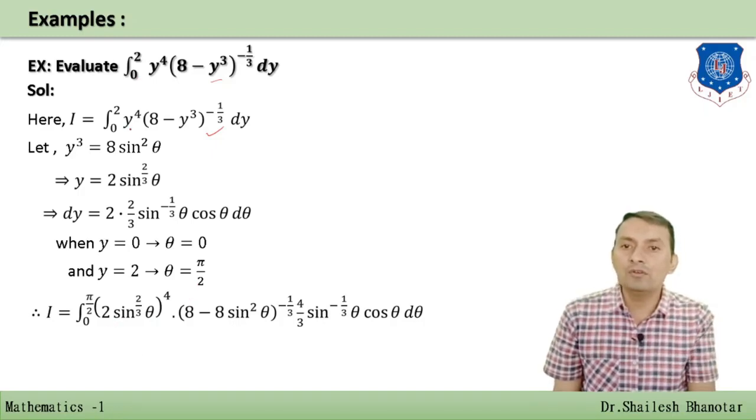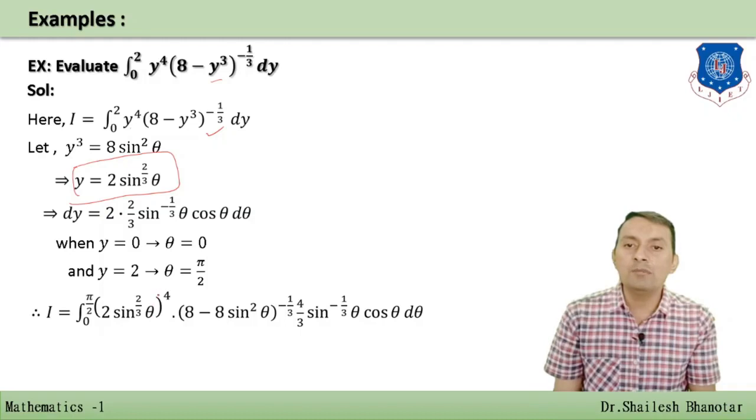y raised to 4 is what? Exactly y cubed into y. But instead, I'm just assuming that y is equal to this one, so I can say 2 into sine raised to 2 by 3 theta, raised to power 4, and 8 minus y cubed, and that is 8 into sine square theta, raised to minus 1 by 3, and dy is what? Exactly whatever we have, I have already mentioned that.